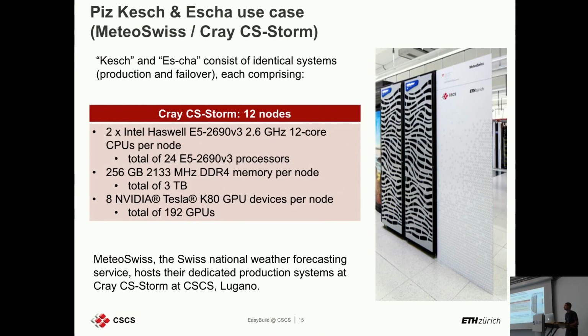So going to the MeteoSwiss use case with the CS Storm, the particular thing of this system is that it is the first weather forecast production system based on GPU. So it's very dense. The nodes are very GPU dense. So 8 K80s per node. That means 16 GPUs, and it has been used in production for a long time, a year and a half, with EasyBuild. It is now in production with EasyBuild.